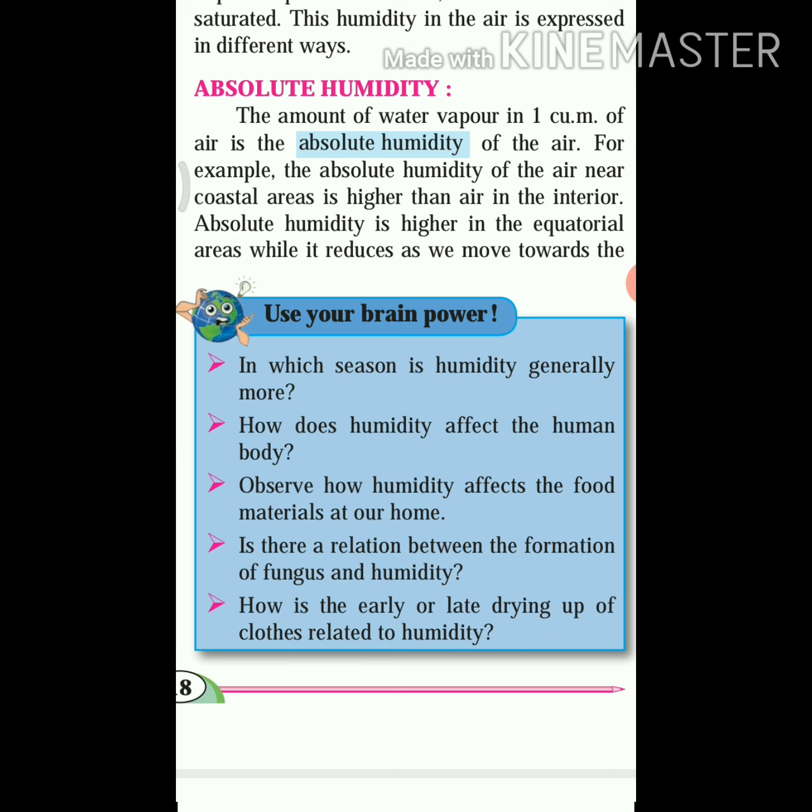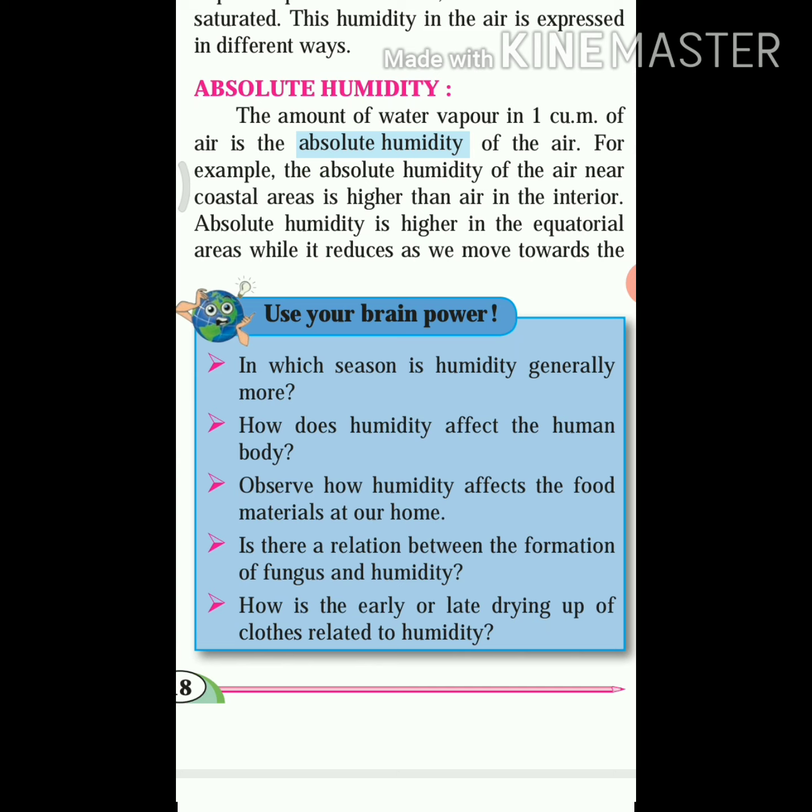The amount of water vapor in 1 cubic meter of air is called the absolute humidity. Do you understand what we mean by absolute humidity? Generally, humidity of the air is measured in grams per cubic meter.